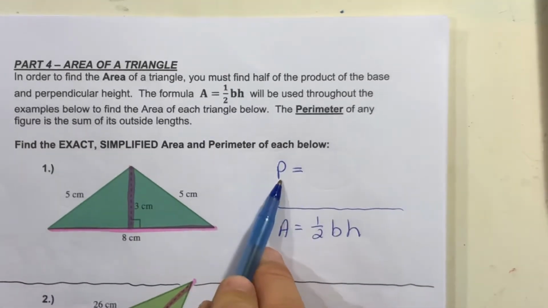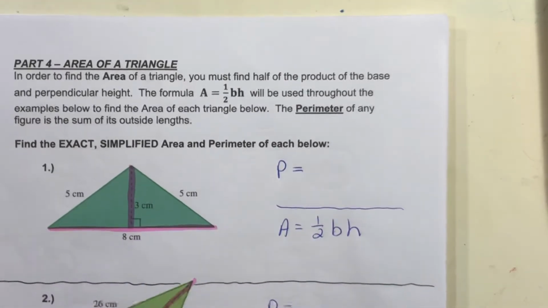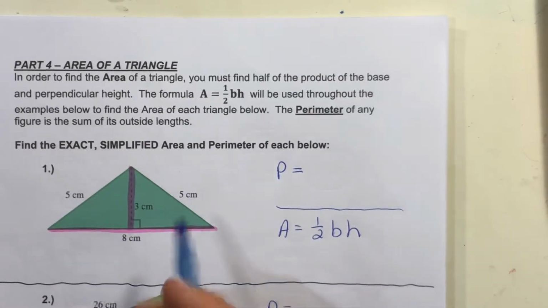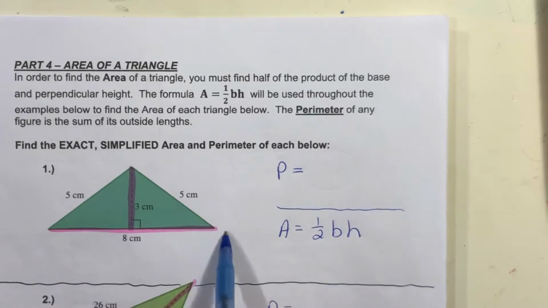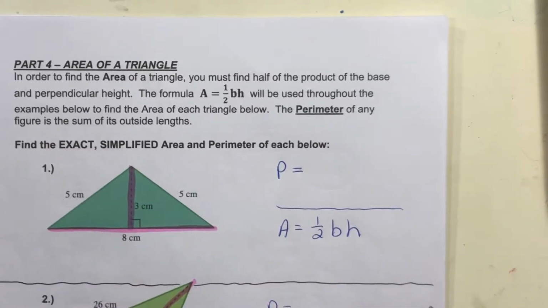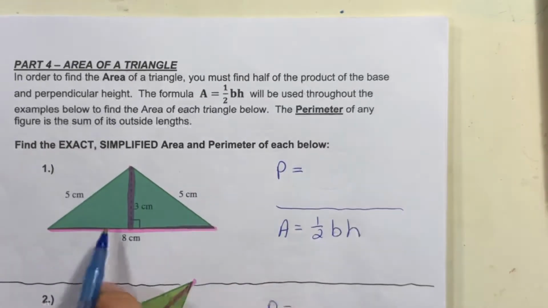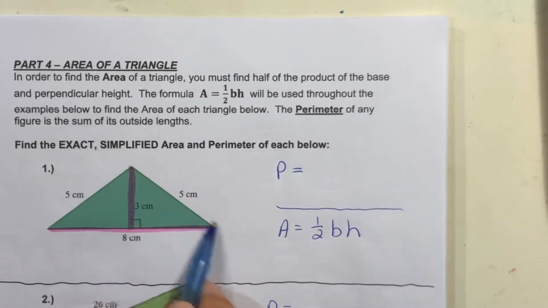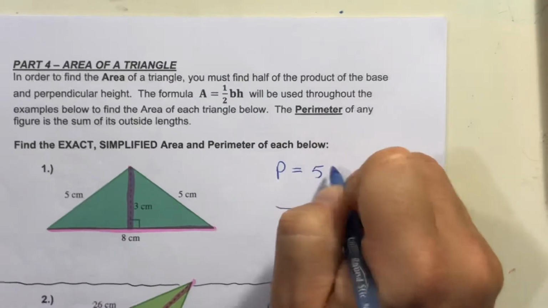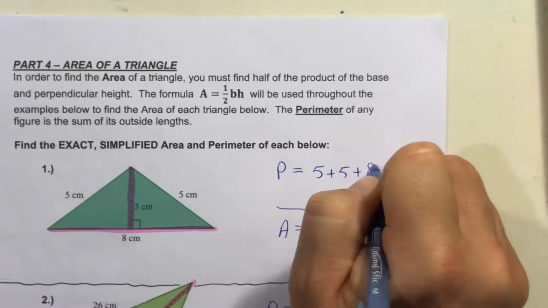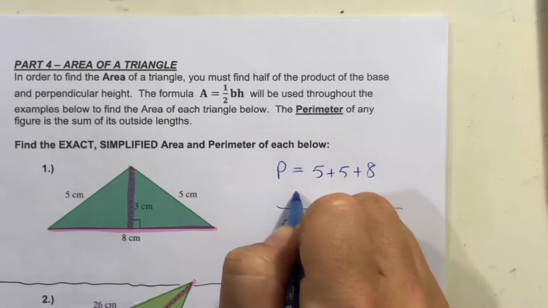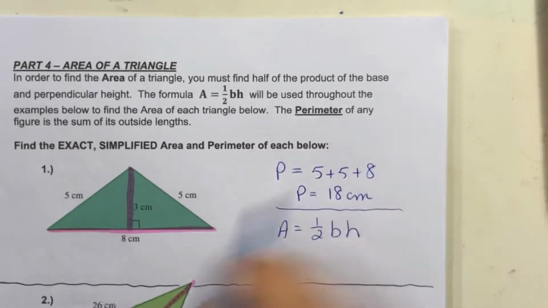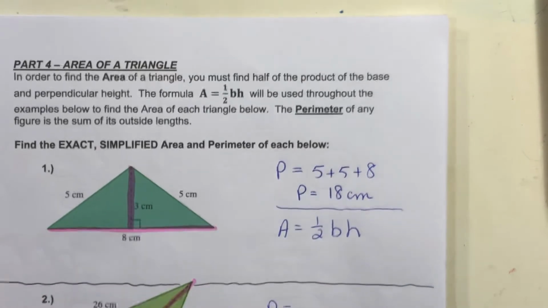First and foremost, I'm going to find the perimeter of this big green triangle. Yes, it's split up into two pieces, but regardless, perimeter is always the sum of the outside lengths. You add up all of the outside lengths. So in this case, I'm not using 3 centimeters. I'm going to add 5 plus 5 plus 8. This is a nice simple numeric example, right? So 5 and 5 is 10, plus 8 is 18. I'm going to label perimeter equals 18 centimeters. The distance around the outside, not including 3.